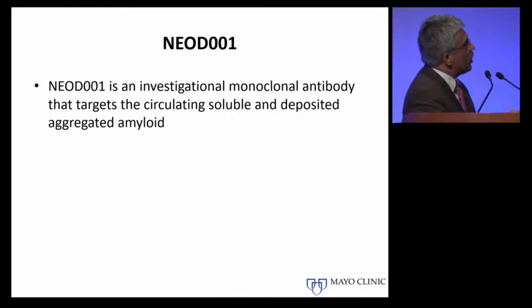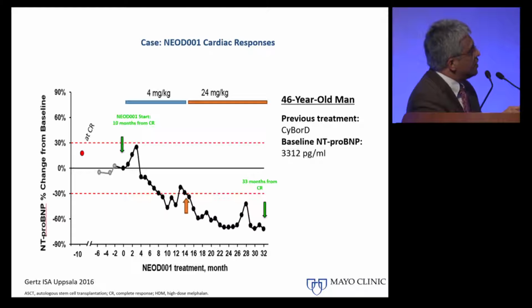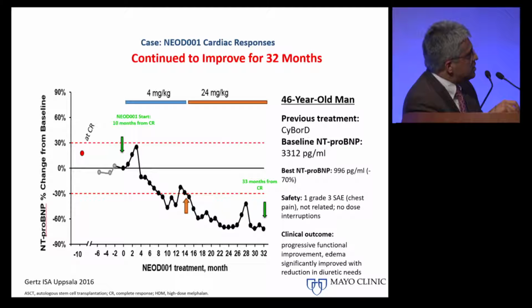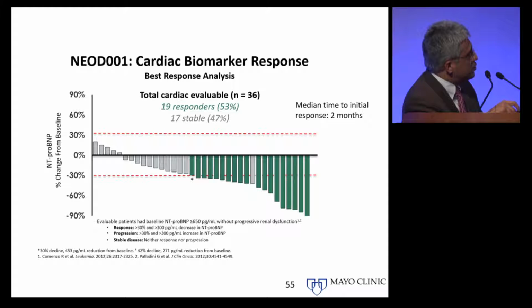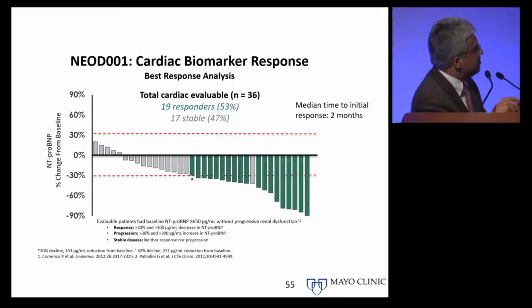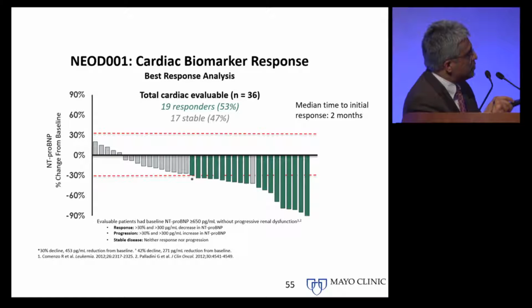NEOD-001 is a new monoclonal antibody that is currently going through clinical trials. It targets the amyloid fibrils. This is data from some of the clinical trials, where you can see a patient who had cardiac involvement, was worsening, and then started on NEOD. You can see the NT-proBNP gradually going down. And this has been seen in two other large studies, where you can see the NT-proBNP change while patients are on therapy with NEOD-001.